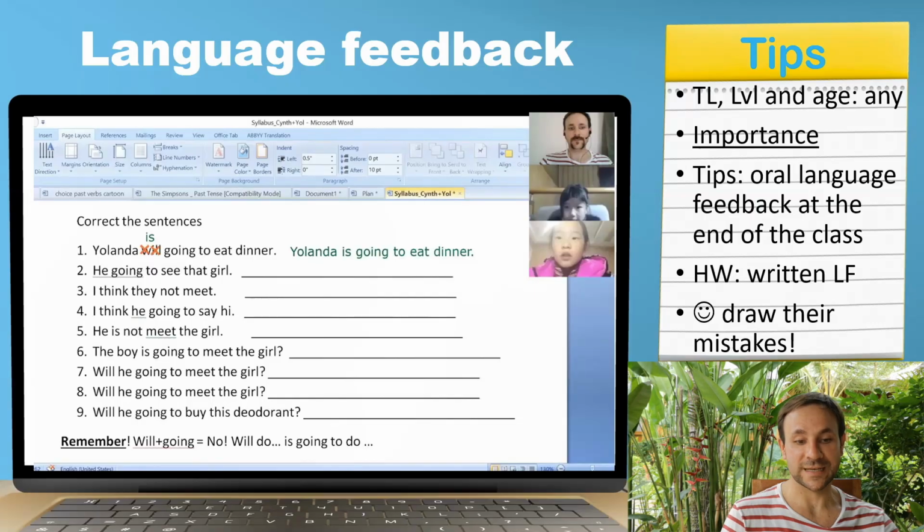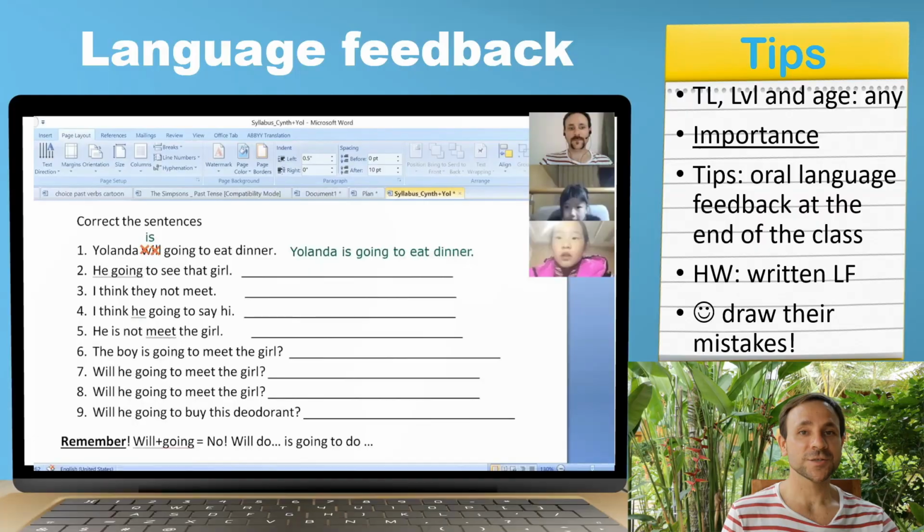You can draw their mistakes. For example, a student said, I'm wearing pant. And you could quickly draw a kid wearing half of the pants and say, well, so you're wearing just one pant. No, pant, oh, pants. Right, so you could even have language feedback with much, much younger kids.